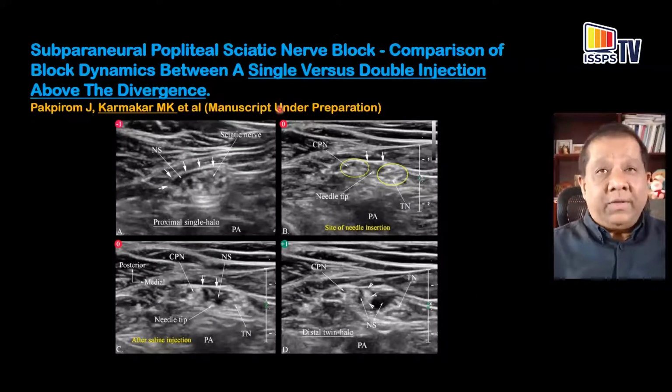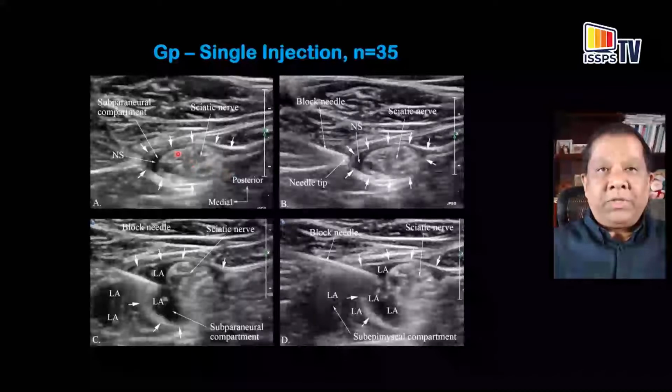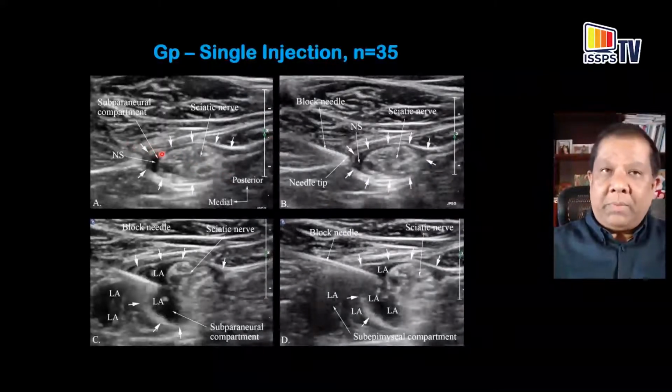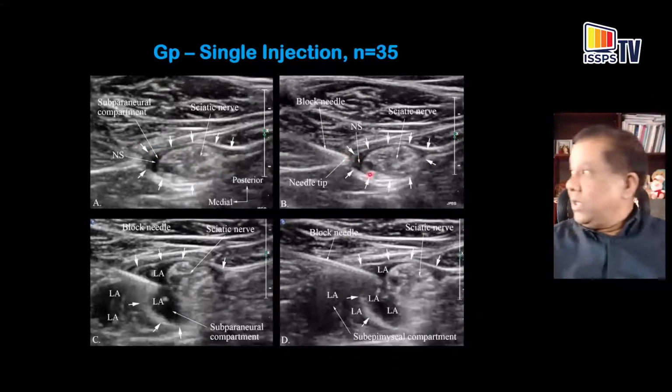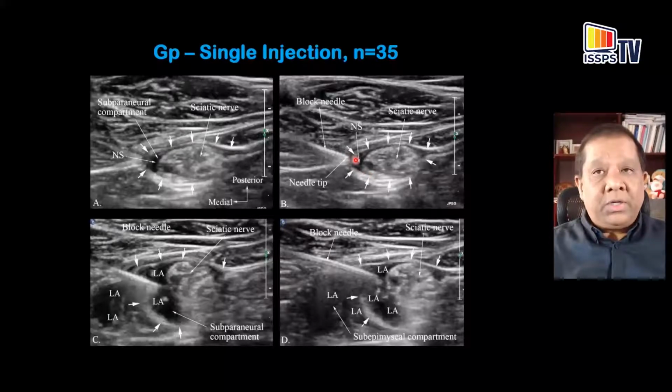So this is another study comparing a single versus double injection above the divergence. So this is about 3 to 4 centimeters above the divergence. We again identified the divergence and injected some saline to locate the sciatic nerve and the paraneural sheath, and then performed the injection above the divergence through a separate needle insertion. And in the single group, it was inserted either above or below, and 25 mils of ropivacaine 0.5% was injected.